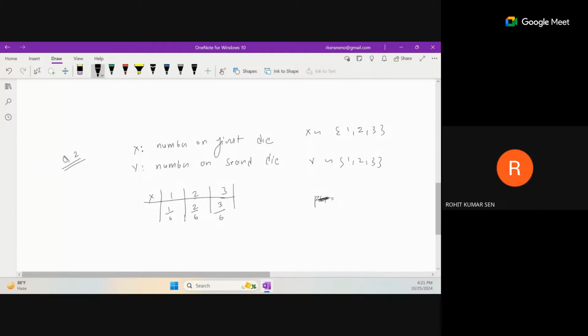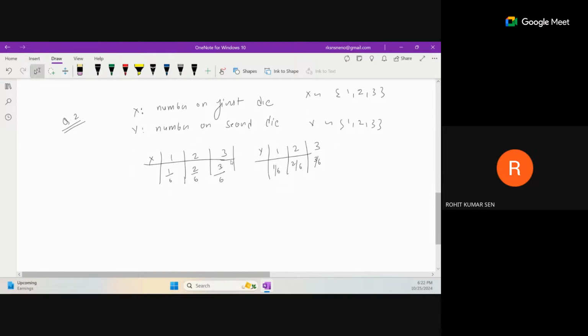And same for y. Same distribution for y. X and y have identical distributions. Both are identical distributions. Y also follows the same distribution. It also has probability 1/6, 2/6, 3/6. So this is the distribution for x and y.